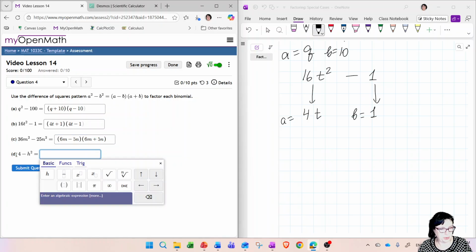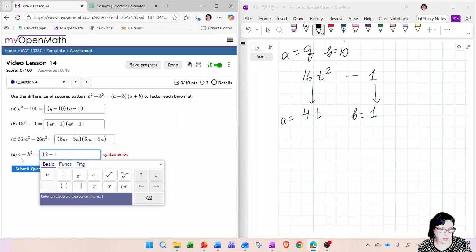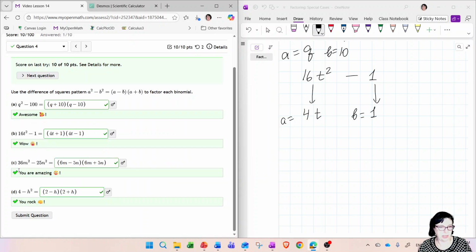Now let's look at this one. 4 is the square of 2. And h squared is the square of h. And that means we got 2 minus h multiplied by 2 plus h. And that's it.